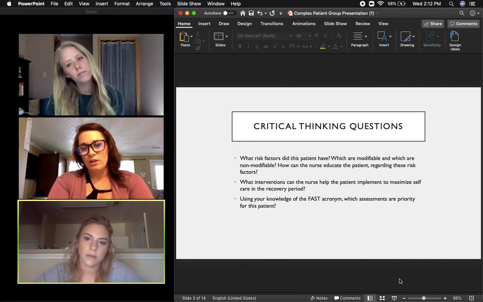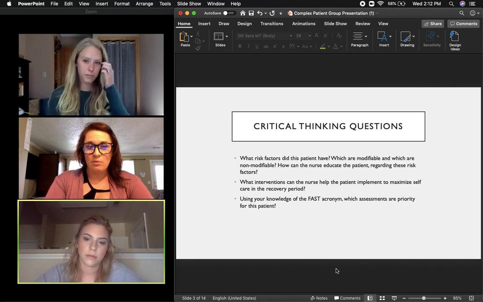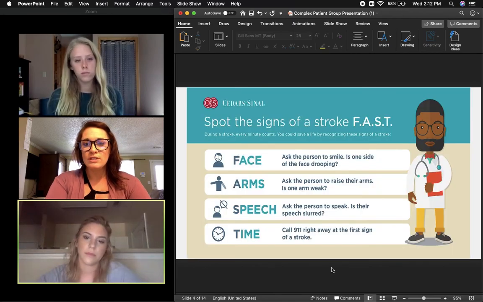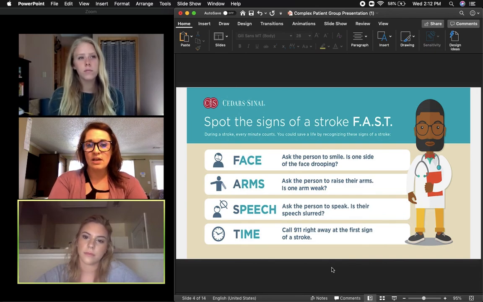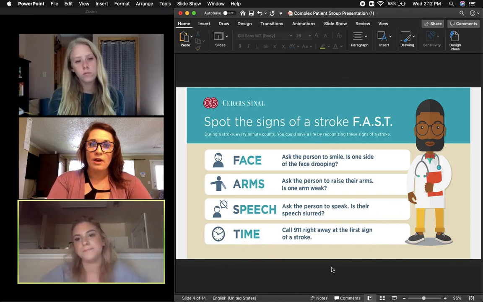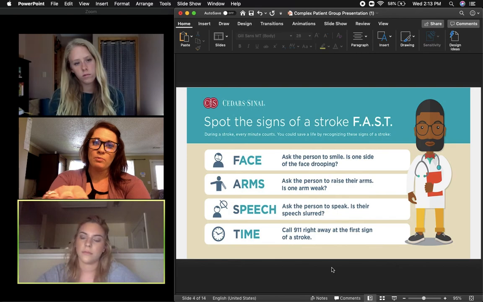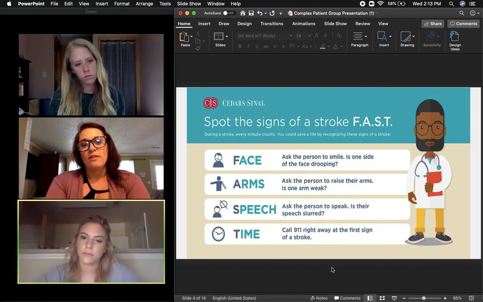The next question: using your knowledge of the FAST acronym, which assessments are priority for this patient? So using the FAST acronym, you're going to assess the face. You're going to ask the person to smile and see if one side of the face is drooping. The next is arms. Are the arms and legs weak? So you're going to ask the person to raise both their arms in front of them, and if one of the arms is drifting below the other arm, then that suggests arm weakness.